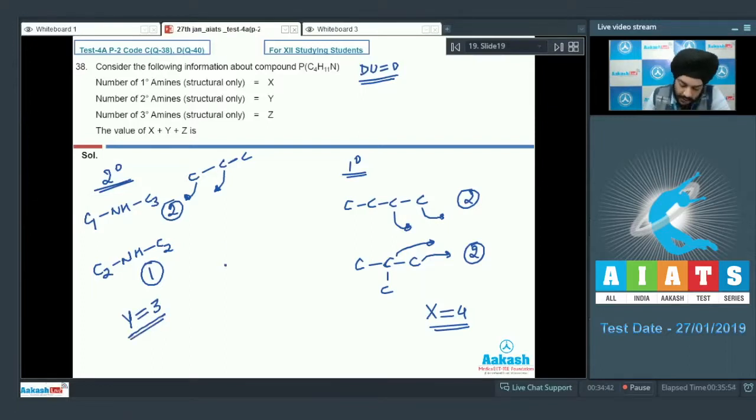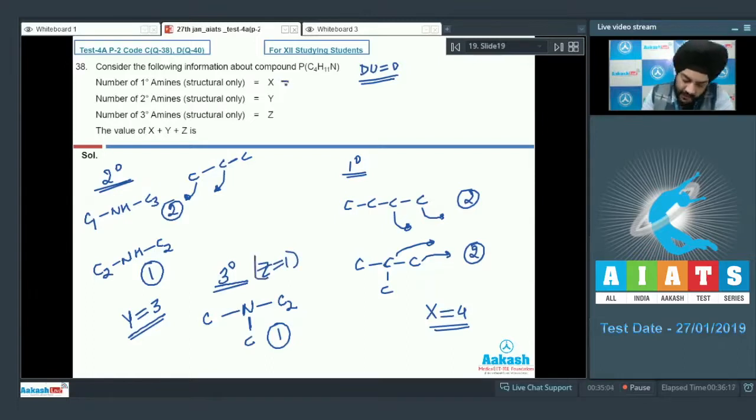And if we talk about the number of tertiary amines, we're going to have only one single option. The nitrogen has to be added to 3 carbon chains. So we can have C1, C1, and the third has to be obviously a C2. So this has only one single isomer. So the value of Z is equal to 1. Students, for this question, we have X equal to 4, Y equal to 3, and Z equal to 1. So the total sum of X plus Y plus Z comes out to be equal to 8. So for this question, we have to mark the answer as 08.